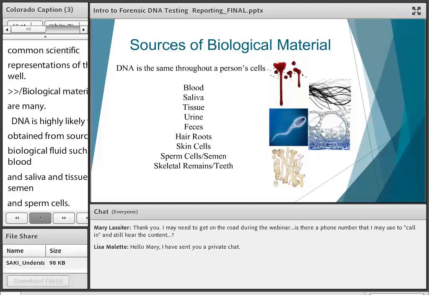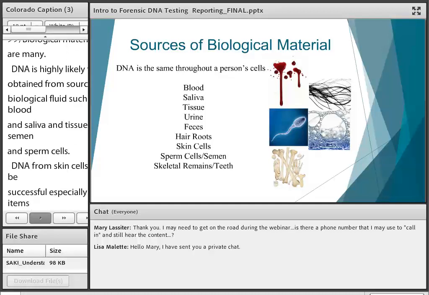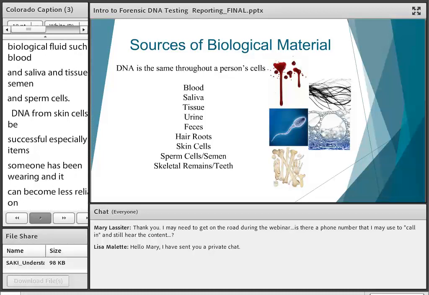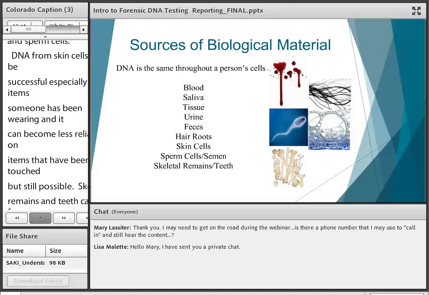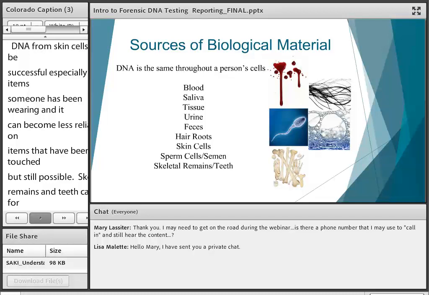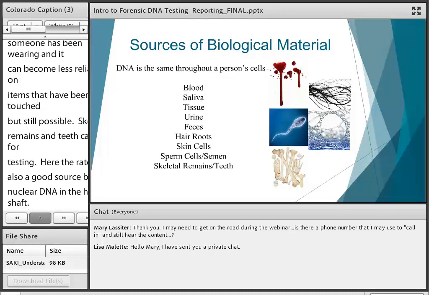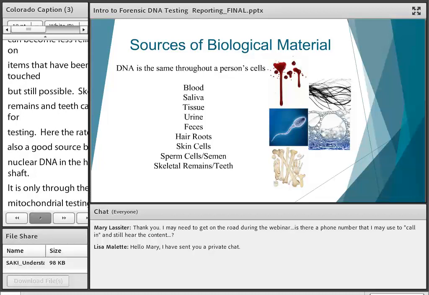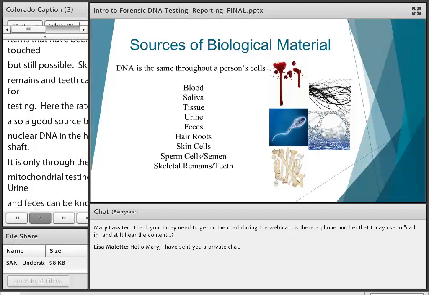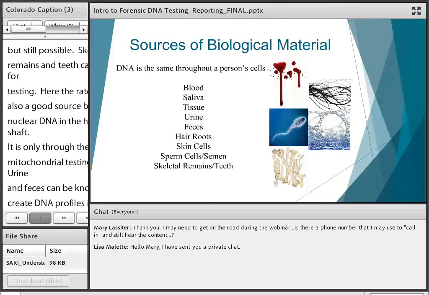Skeletal remains and teeth can also be suitable for DNA testing. Hair roots are also a good source, but there is no nuclear DNA in the hair shaft, so that is only suitable for mitochondrial testing. Urine and feces can be known to create human DNA profiles, but these are rarer to test since there's not always a lot of starting material, such as a lot of DNA present in those samples, and since there is generally a lot of bacteria, that can inhibit the sample from producing a human DNA profile.